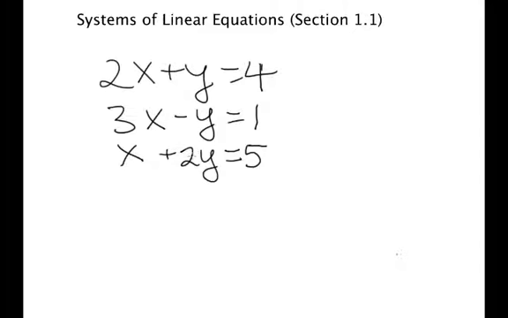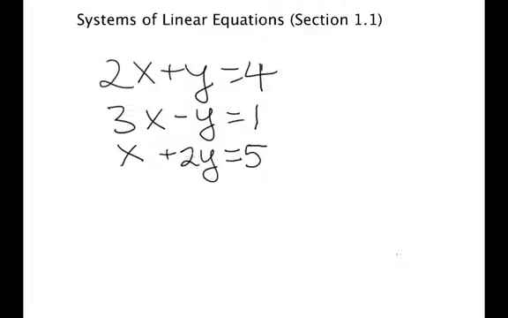So what I'm going to do now here is suggest that you pause the video and work out the system of equations on your own. And when you're done, play the video again and we'll see what the answer is. Okay, go ahead and pause.